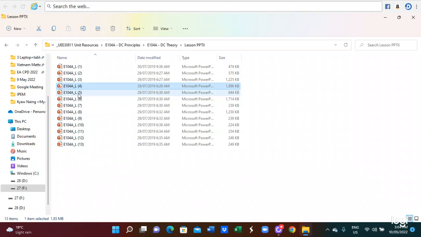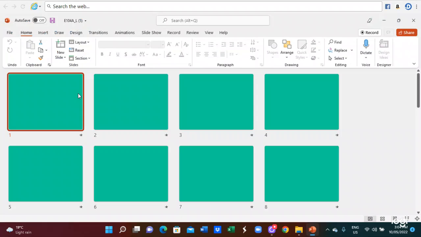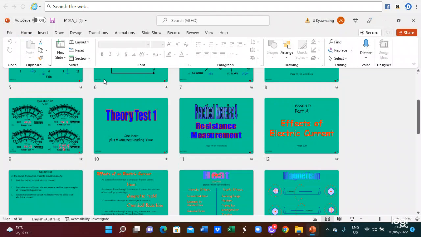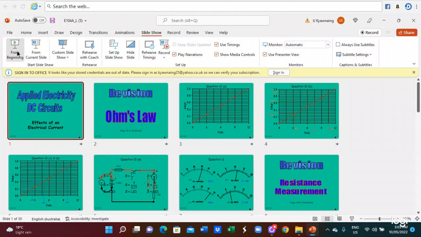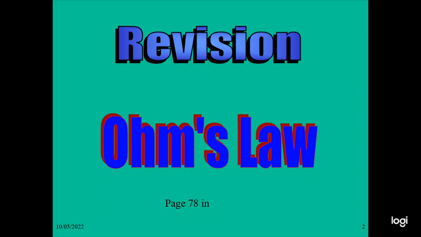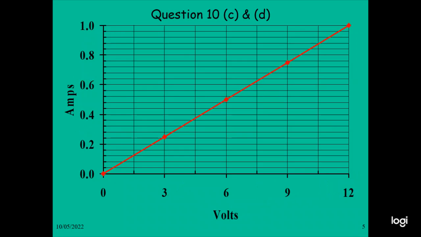Now we're talking about lesson 5, the effect of electrical current. Revision: we revise Ohm's law. When the voltage increases, the current increases.